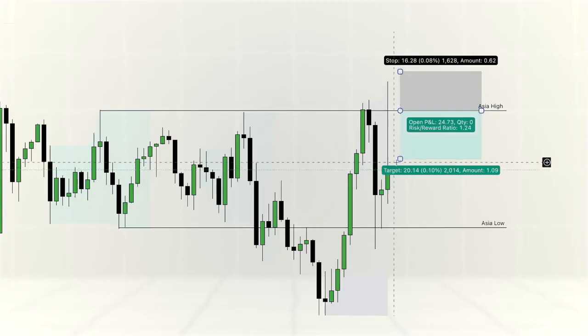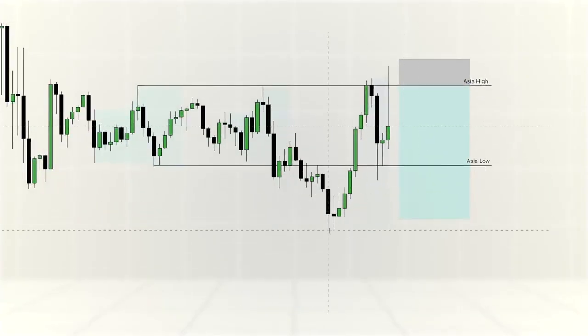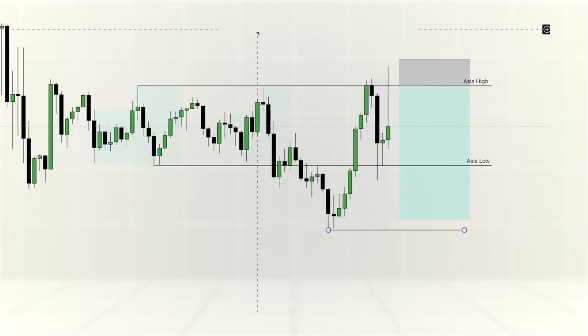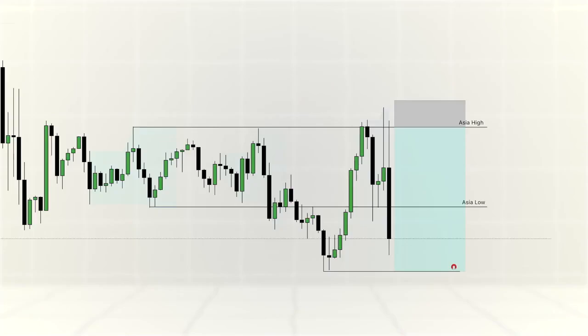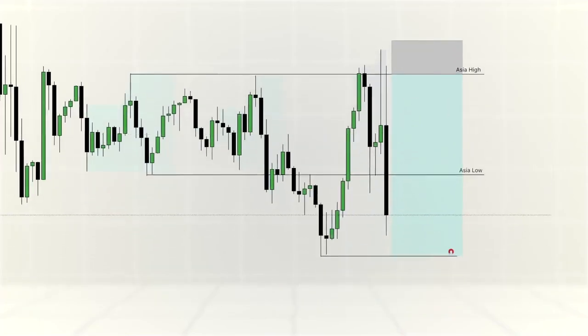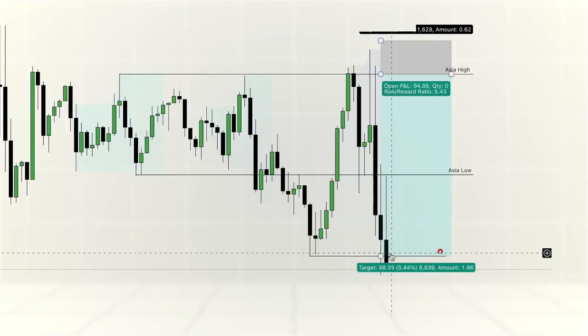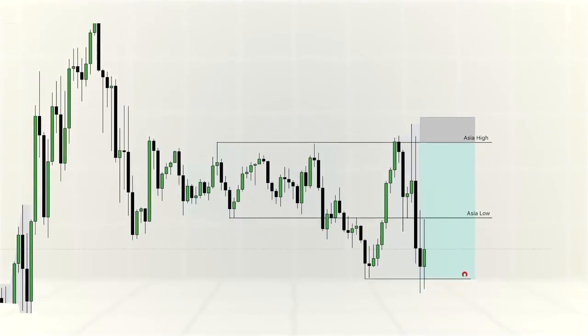Now we can simply place our short entry at the Asian high, put our stop loss above the high, and target the low below. That low becomes our draw on liquidity. That is our target. Let's see how price reacts. As you can see right here, price taps us in on the very next candle, and then runs straight through our take profit, giving us a 5.43R return on this trade.